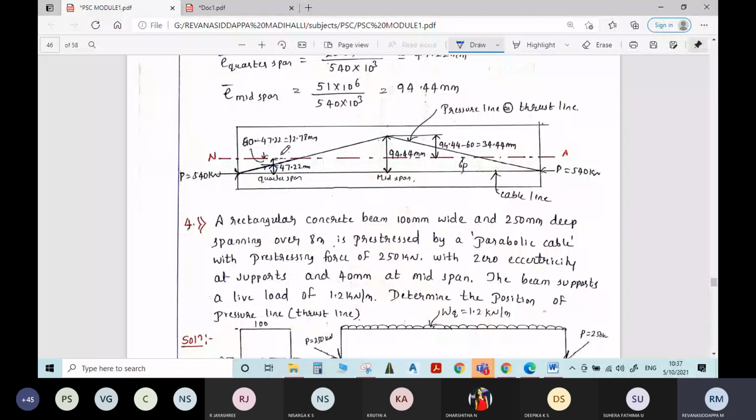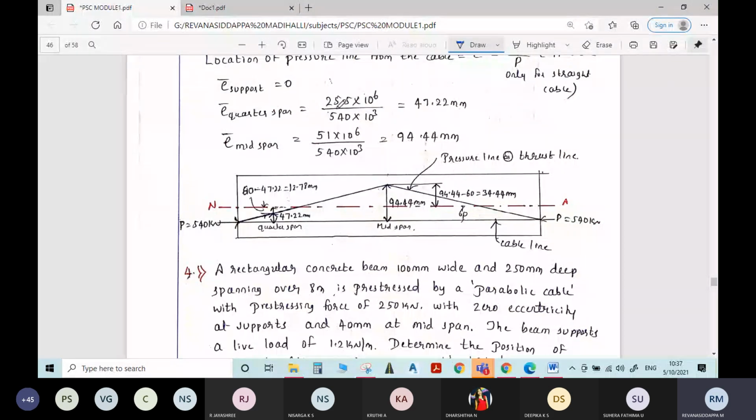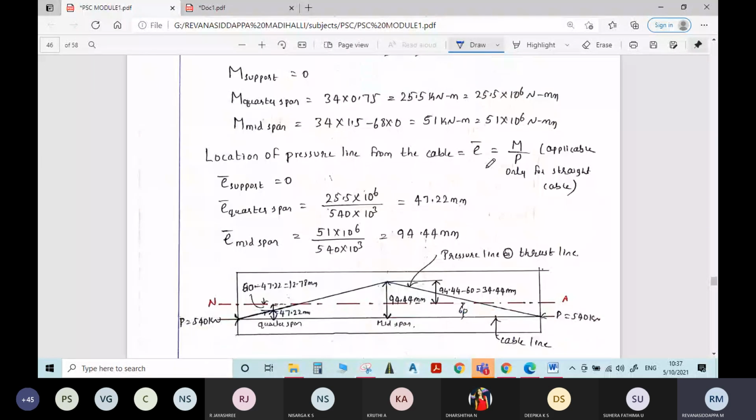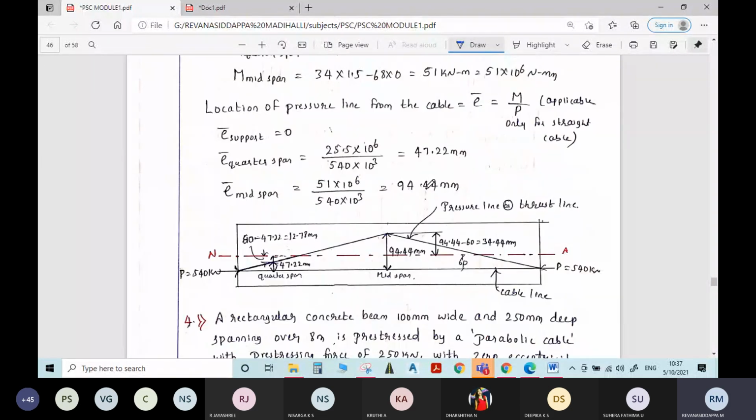Whatever the formula gives, it is measured from the cable. From the cable, the point is located at a distance of 47.22 mm. Similarly, at the center of the span, from the cable line, the pressure line is at a distance of 94.44 mm. You join all the points. From the neutral axis, if you want to find the answer, that will be 12.78.